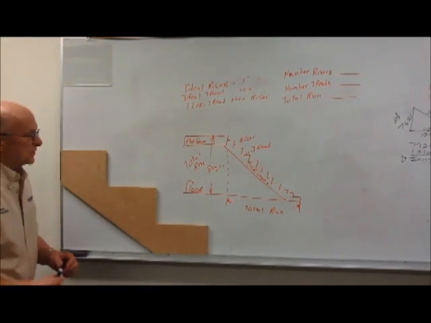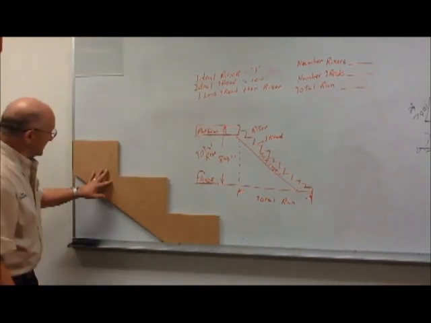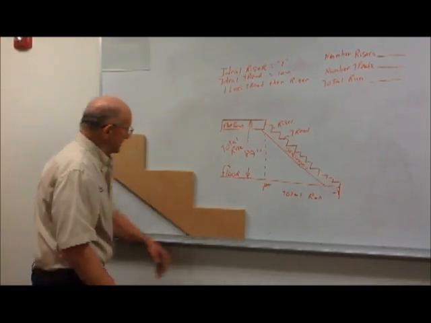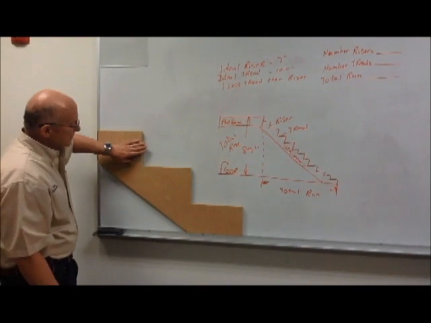In this section, I want to show you how to figure the length of a stringer. Your stair would look something like this. The platform would be here, and the floor would be here. And then these are what you walk on. These are called treads, and these are risers.